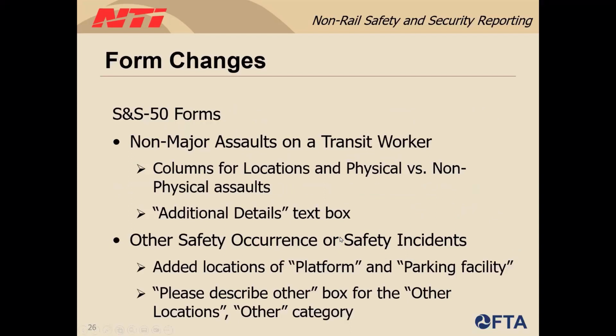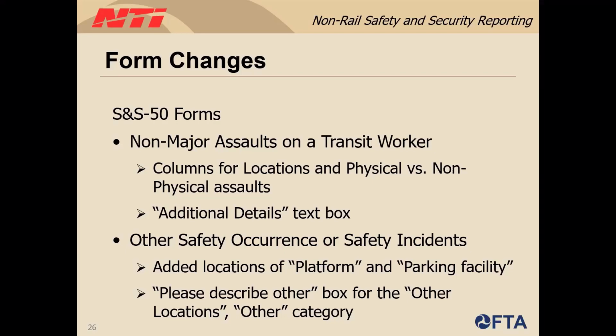On the SNS 50 non-major form, we've added a table to collect the non-major assaults on transit workers, which includes columns for various locations and if the assault was a physical or non-physical one. We've also added a text box for agencies to provide more details about the types of assaults or the locations of the assaults or risk factors, etc., any additional details they'd like to provide.